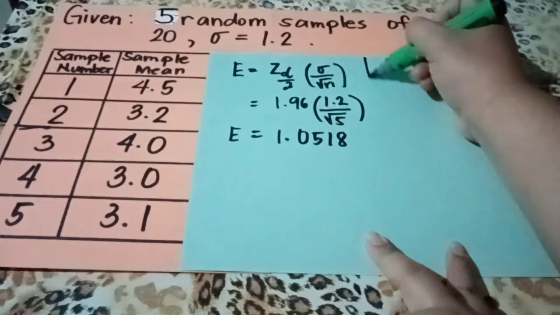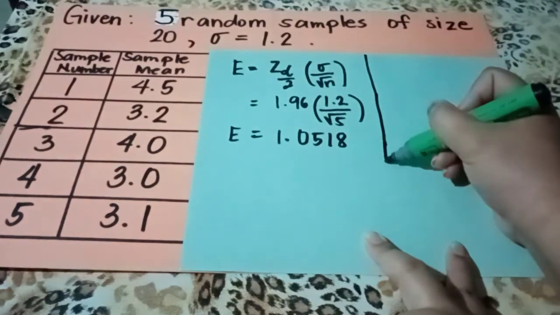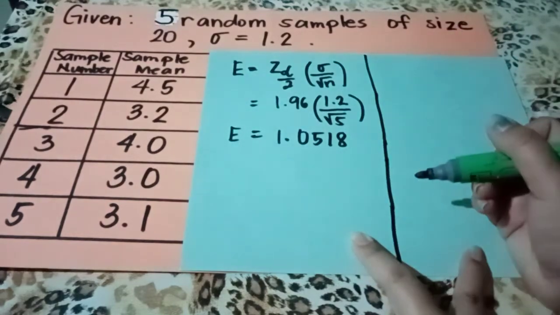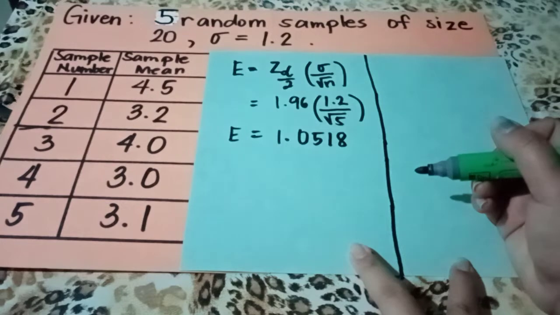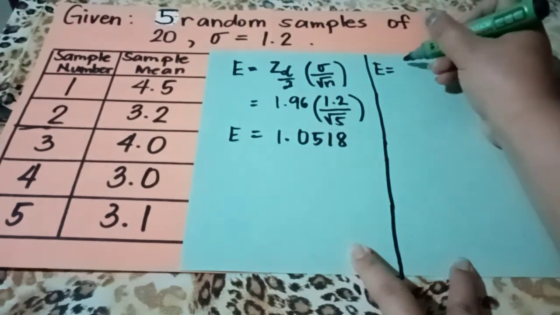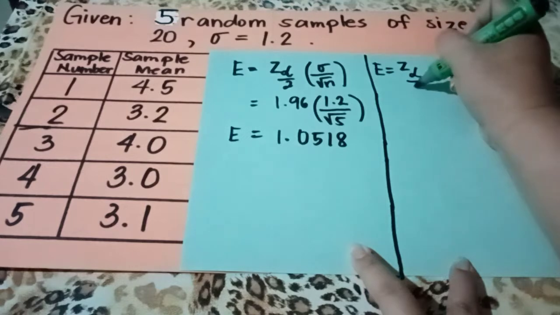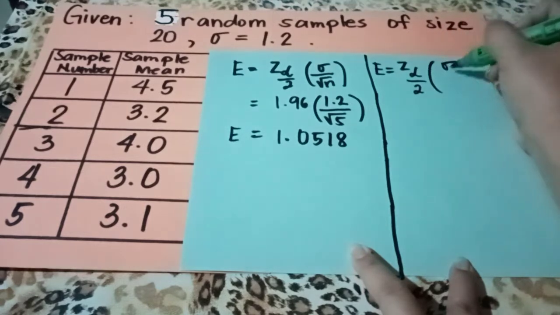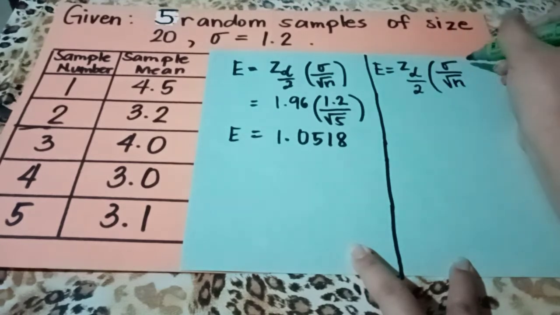This will be the margin of error if we are going to use the 95% confidence level. And then, let us use this also for finding the margin of error using the 99% confidence level. Same formula, we are going to use: the margin of error is equal to the critical value multiplied by our standard deviation all over the square root of our sample size.